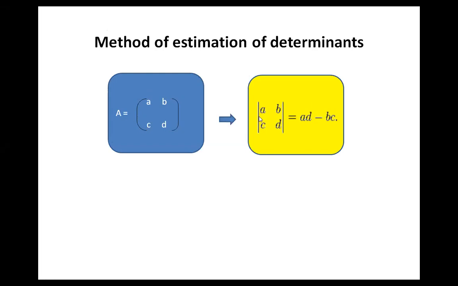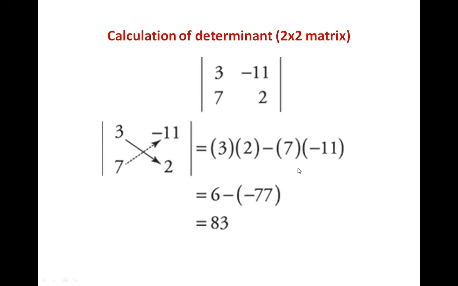So for this matrix a, b, c, d, we have to consider the multiplication of diagonal elements. In this case, a is to be multiplied with d, the diagonal element, minus b multiplied with the other diagonal element, c. ad minus bc. This is the way to estimate the determinant of a square matrix of order 2 by 2, isn't it?